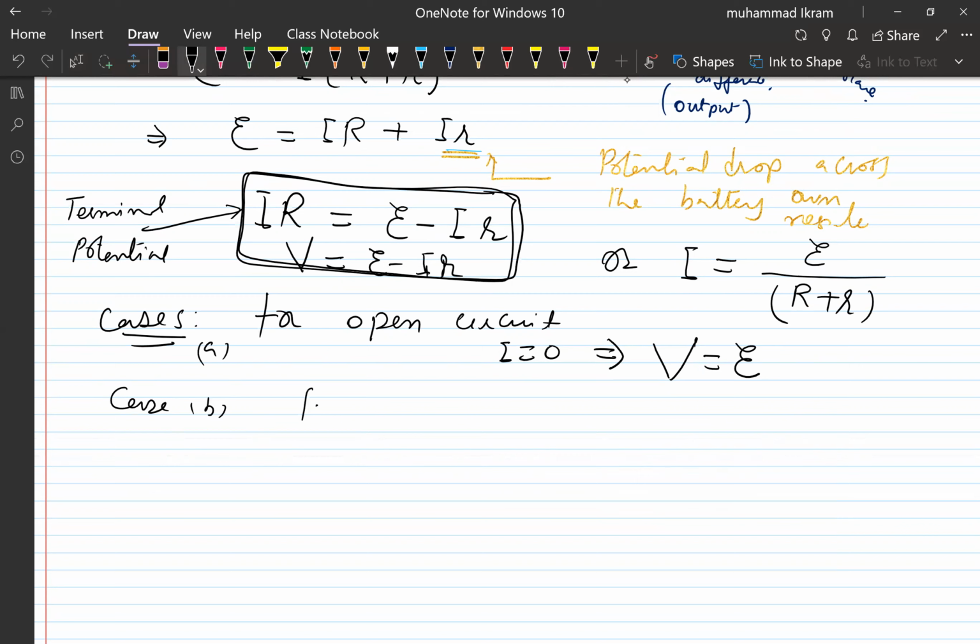Case B, for a closed circuit. This could work best for your MCQs. For any closed circuit, as there is a current flowing in the circuit, V must be less than the EMF always. And this is what the law of conservation of energy is, that even the law of conservation of energy is validated in electrodynamics also. So we cannot get rid of the law of conservation of energy.